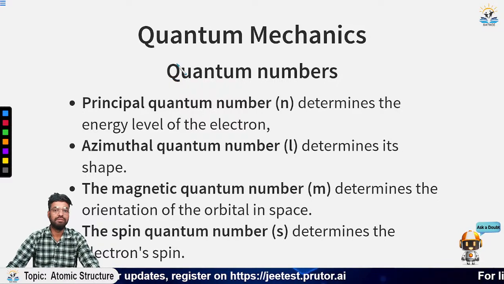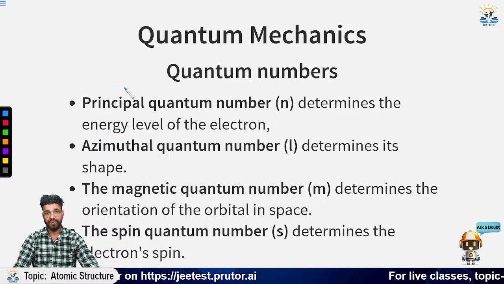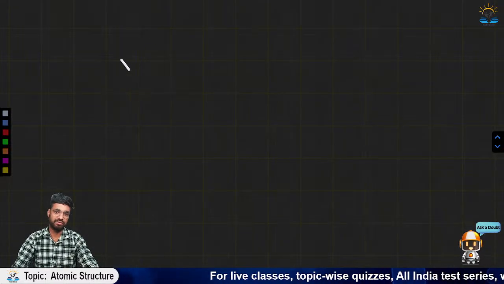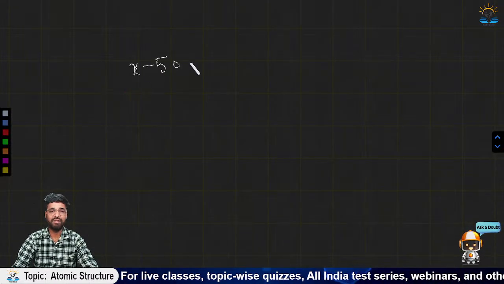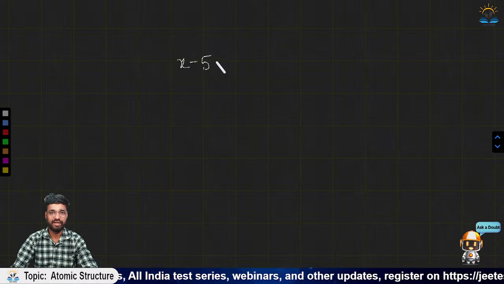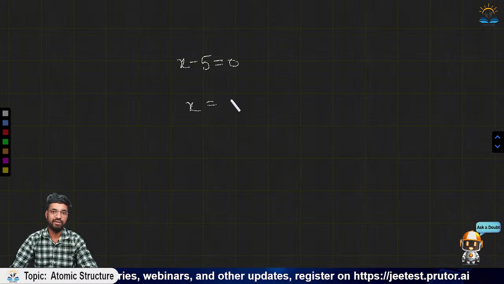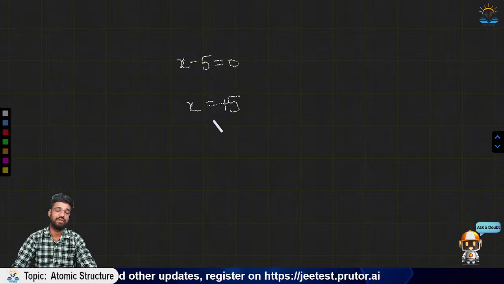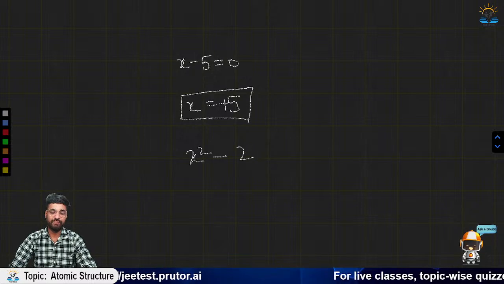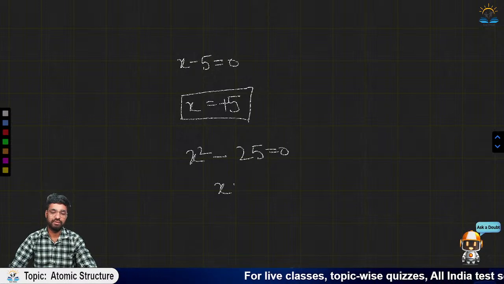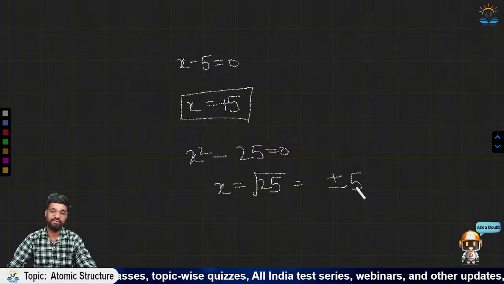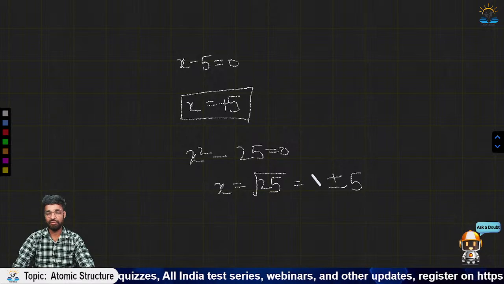So what is a quantum number? Whenever you solve an equation, you get a solution. It is obvious. If you are given the equation x minus 5 equals 0, then you get x equals 5. It is positive. Now suppose you are given another equation, x squared minus 25 equals 0, then x equals root 25, which gives the value plus 5 or minus 5. So both can be values of x.